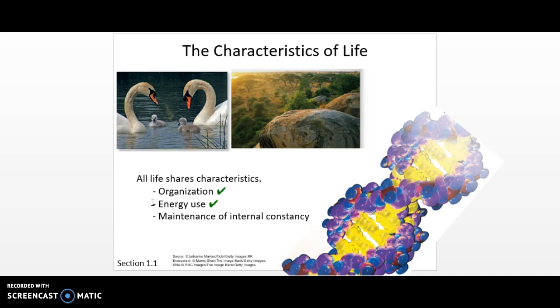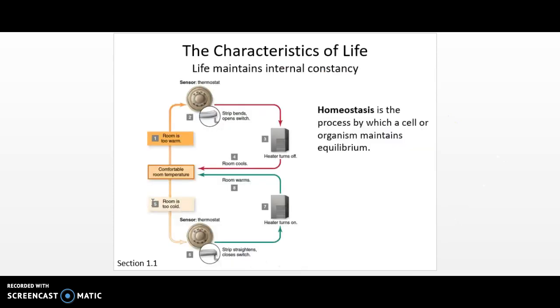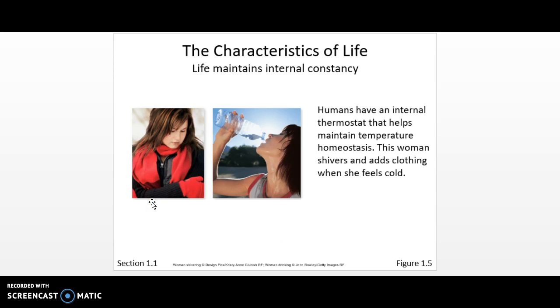Another one is maintenance of internal constancy. Homeostasis is our big $10 word here. It's a process by which a cell or organism maintains equilibrium. So a thermostat is our analogy for how life maintains internal constancy. We have an internal thermostat as humans that helps maintain temperature, homeostasis. So you shivering, your muscles are generating heat so that your body can maintain that 98.6 average. And of course, putting on clothing helps with that.